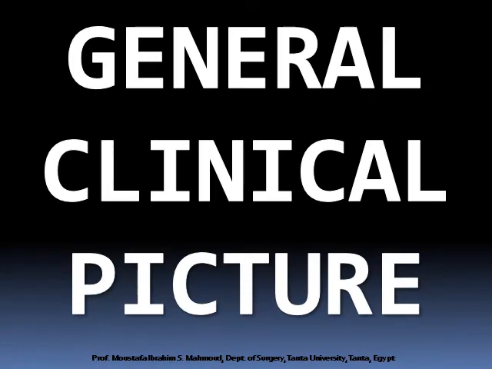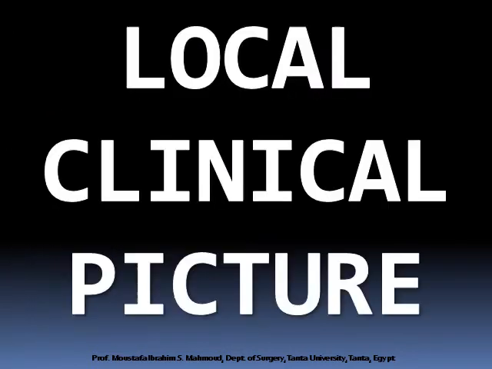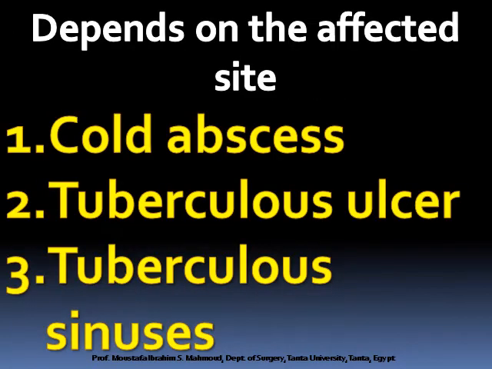General clinical picture may be manifestations of tuberculous toxemia in the form of appetite loss, weight loss, night fever, night sweats, and tachycardia. Local clinical picture depends on the affected site: cold abscess, tuberculous ulcer, tuberculous sinus.